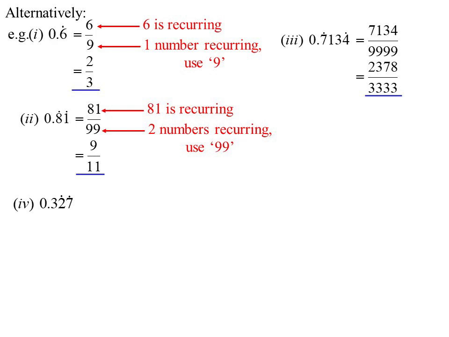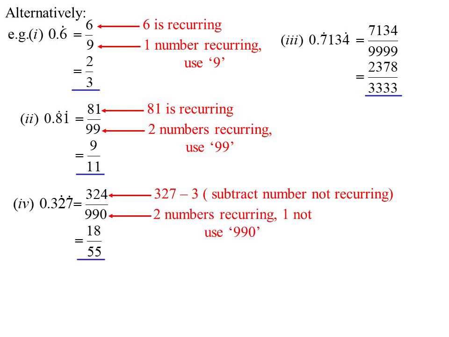Okay, what about the one where there was a number that didn't repeat? All right, on the top goes 324. Where did I get that from? 327 minus 3. So I write the numbers down, but I subtract the number that's not recurring. 3 is the number that's not recurring, so 324. On the bottom, I'll put 990. Why? Well, two numbers are recurring, so I'll put 2 9s down. But there's a number that's not recurring, so I'll put a 0 there for that. Now, I'll put the 0 at the end of the number, because if I put it at the front of the number, it's still just 99. There was no point of putting the 0 there, so it goes at the back end. So 990, 18 on 55.